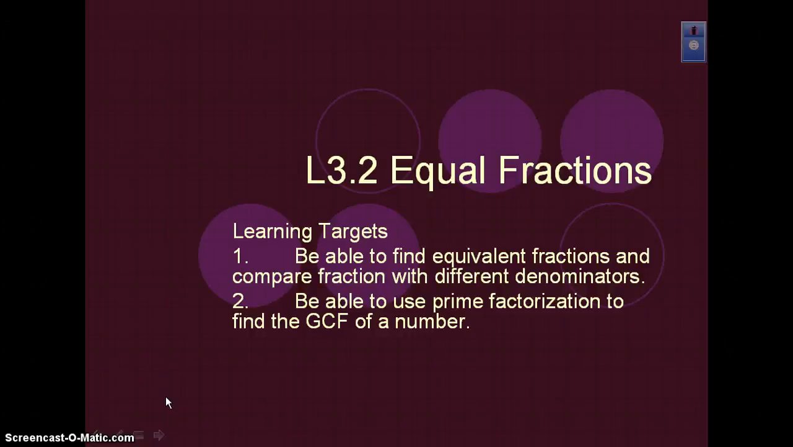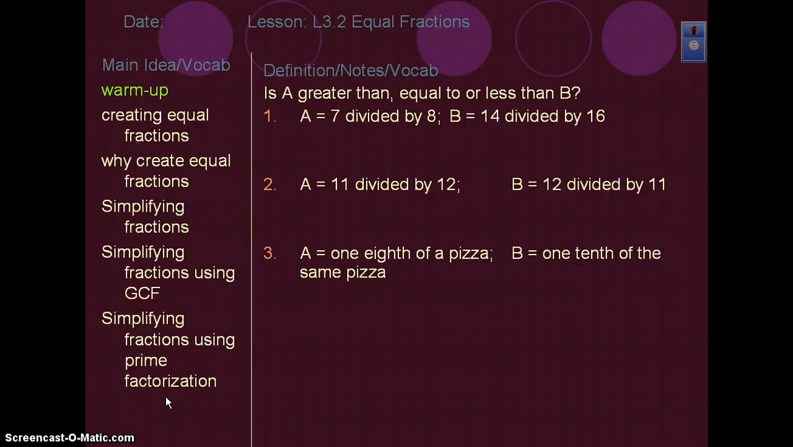Lesson 3.2, Equal Fractions, Learning Targets. And the warm-up. Please press pause and take a moment to complete.